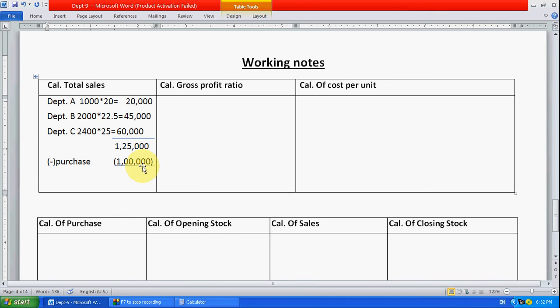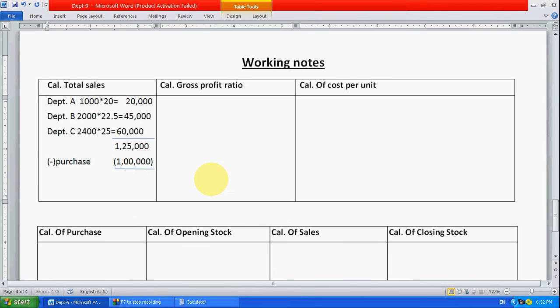So how much are we getting? That is known as gross profit. Gross profit. How much? 25,000. It means the extra amount we have sold, that is called gross profit. So we got the gross profit. Now we have to calculate the gross profit ratio.